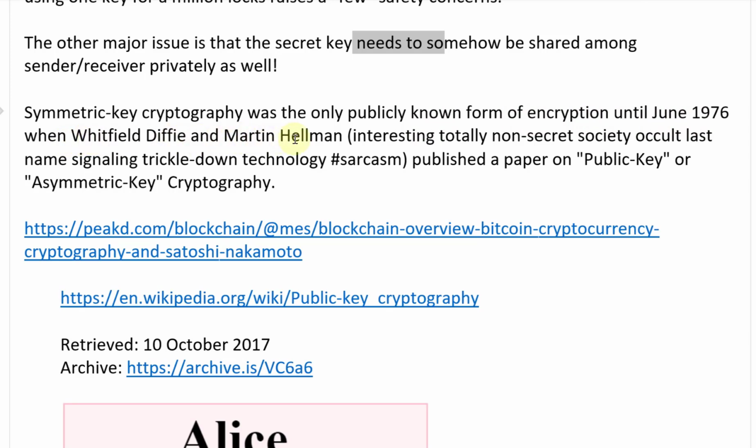Whitfield Diffie and Martin Hellman published a paper on "public key" or "asymmetric key" cryptography.